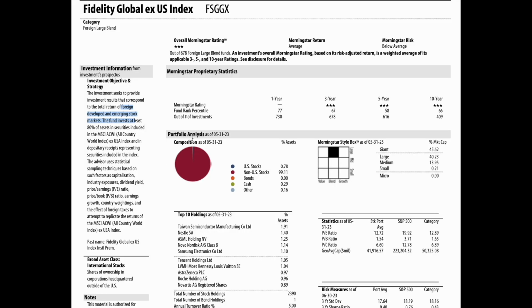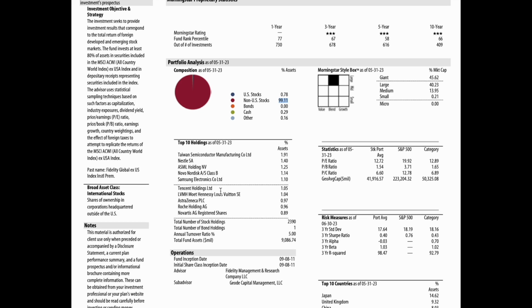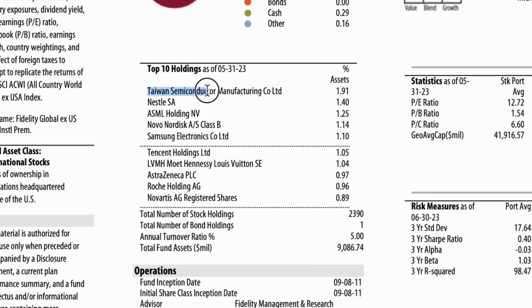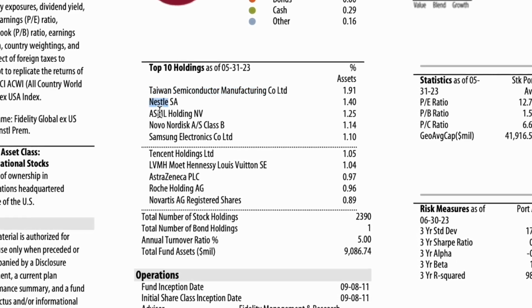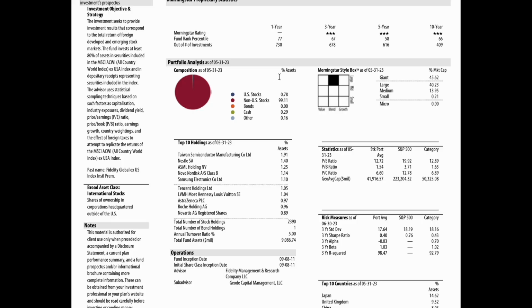All that means is look at this composition over here. US stocks is 0.78%. Anything that's outside of the US stocks is 99%. So anything that's not United States, it is investing in. So I want a little bit of exposure to that. I think it's good to have that. Looking at the top holdings, you have Taiwan Semiconductor Manufacturing, Nestle, ASML, Novo, Samsung. And if you look at the overall blend of it, it's a large blend, just like the S&P 500, that giant large cap, but it's just outside the United States. So you want to have some exposure in case other parts of other countries are doing well.